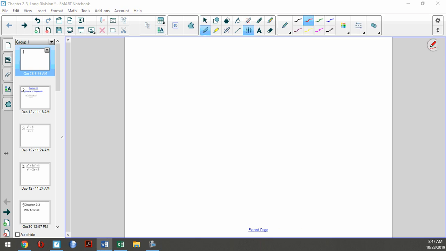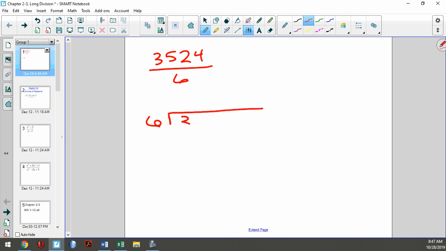All right, long division. Do you remember doing 35,24 over 6? Do you remember doing this back in the day? No? Okay, let's redo that. How do we do that? Put the 6 on the outside. We put the 3,524 on the inside, right?